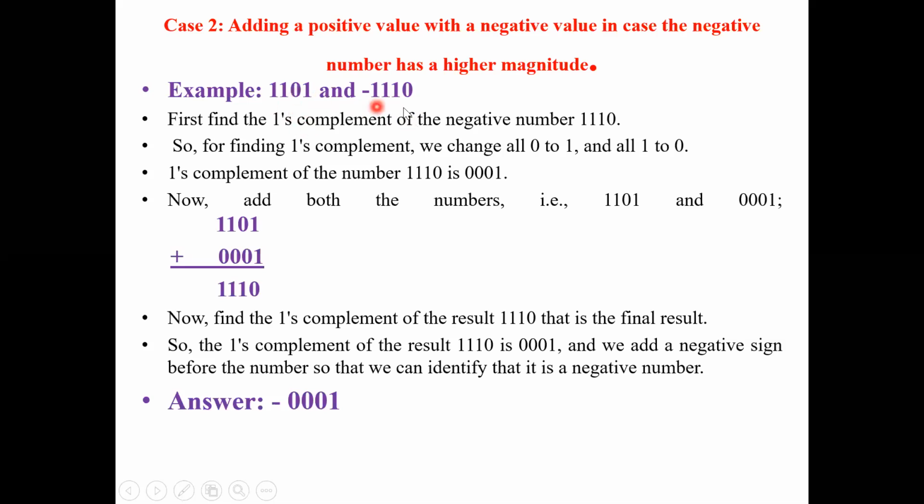So what I do, this is a negative number. So first step is I find out the ones complement of the negative number. So negative sign को हटा के I convert 1 to 0, 0 to 1. So this becomes 0, 0, 0, 1. Yes. Then I add this positive number with the complemented number. So एक नीचे एक के नीचे एक बिठाओ 1, 1, 0, 1 and you add 0, 0, 0, 1. So 1 plus 1 is 0, carry 1. 1 plus 0 is 1. 1 plus 0 is 1. 1 plus 0 is 1.